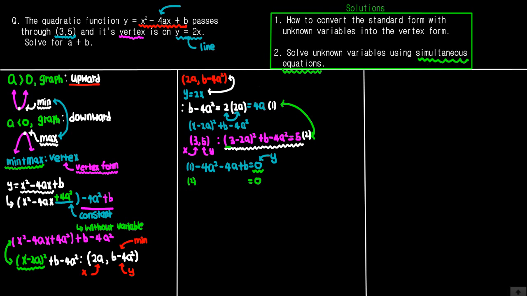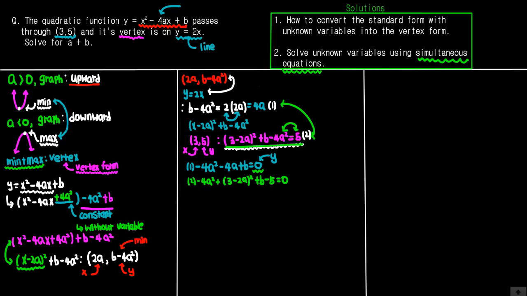And for the 3 minus 2a squared plus b minus 4a squared is equal to 5, all you have to do is isolate and subtract 5 from both sides. So it's going to be negative 4a squared and then plus 3 minus 2a squared. We're running out of space. So negative 4a squared plus 3 minus 2a squared, and then we have plus b and then minus 5. And that is still going to be equal to 0.